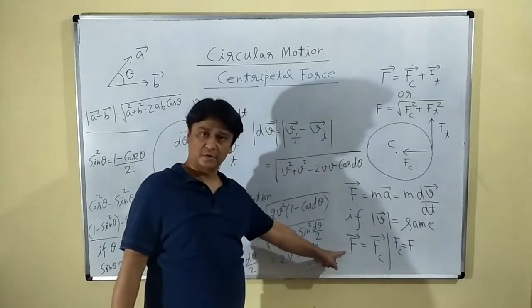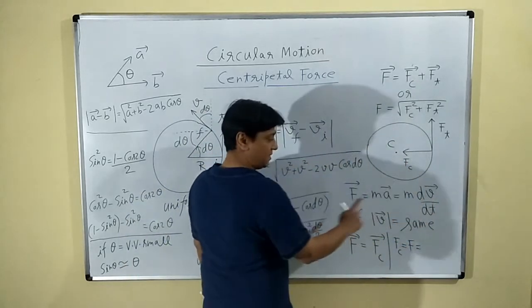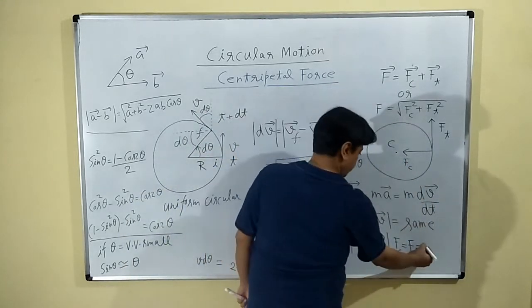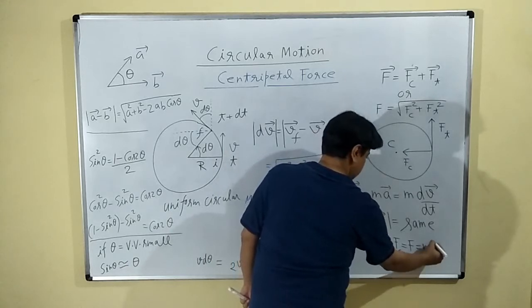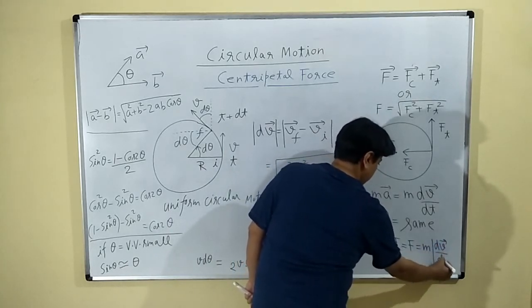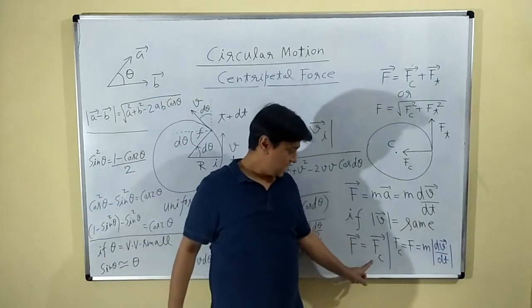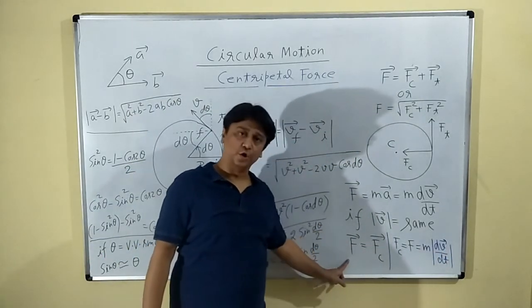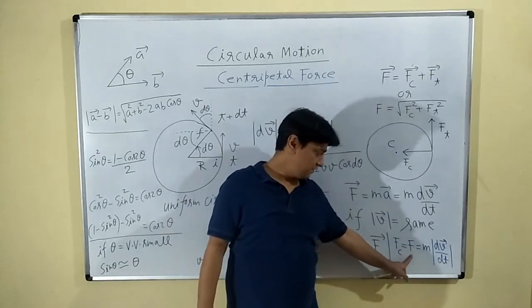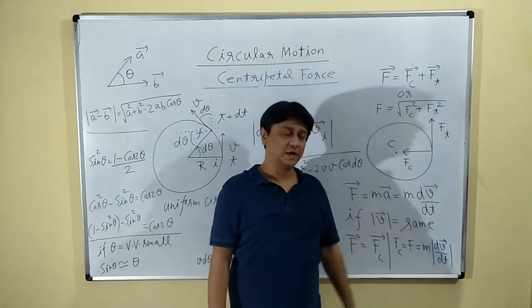Magnitude of F. What is magnitude of F? F is this. Magnitude of F is M times magnitude of dV divided by dt. Magnitude of Fc is magnitude of F. Fc, F, what is F? This, what's the magnitude? M times dV by dt.